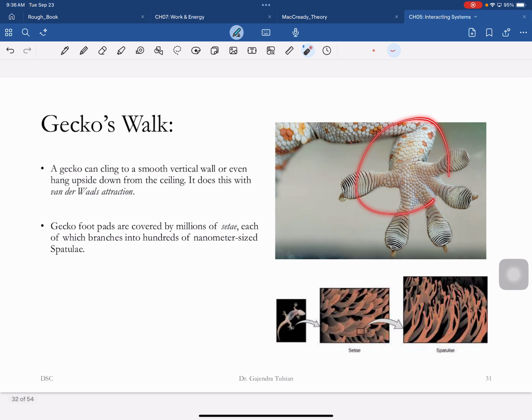So here's a gecko. Here's the leg. This is the leg of a gecko. The leg has millions of setae. Setae are hair-like structures. And these setae, these hair-like structures, are further branched. And the spatulae are the tips of these hair-like structures, which are flattened.